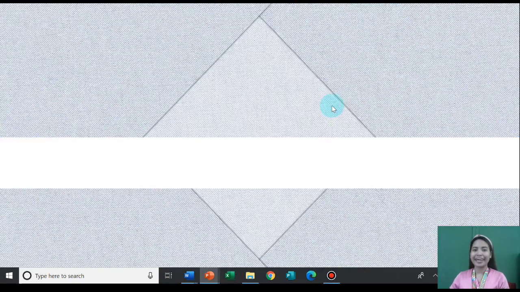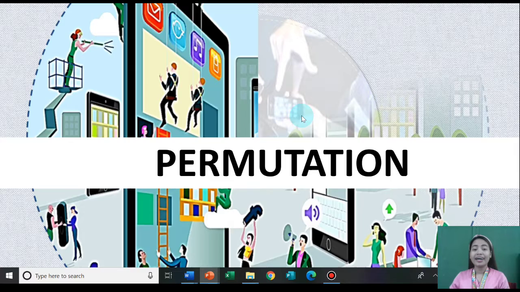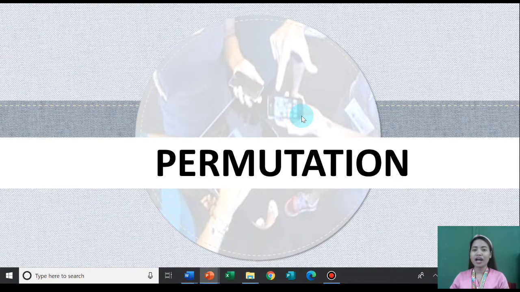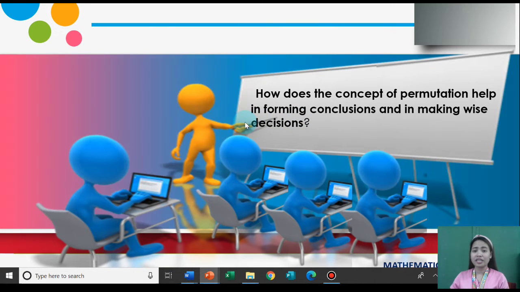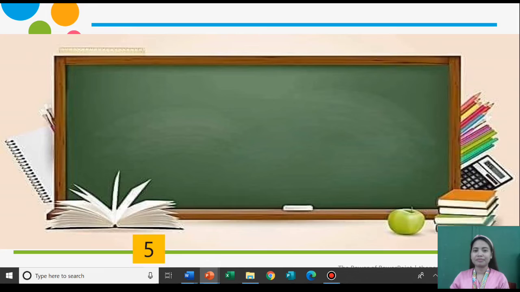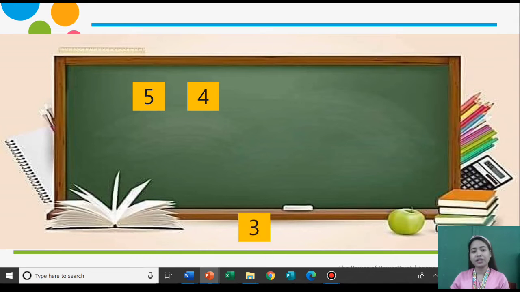Our lesson for today is all about permutation. In this lesson, you are going to illustrate the different arrangements of objects. And also, it answers the question, how does the concept of permutation help in forming conclusions and in making wise decisions? In this lesson, we have here 5, 4, 3, 2, and 1.